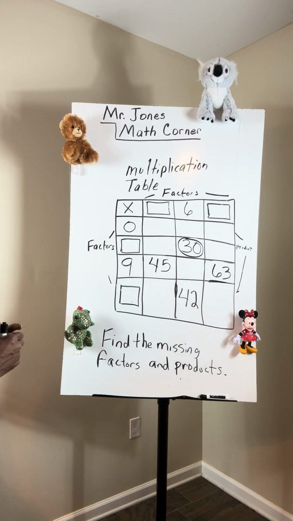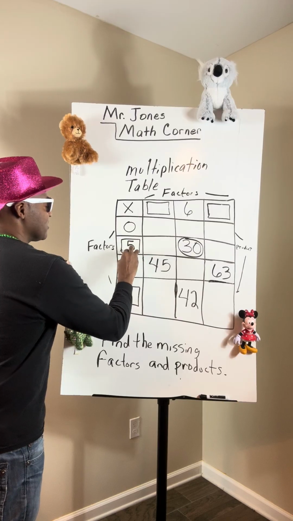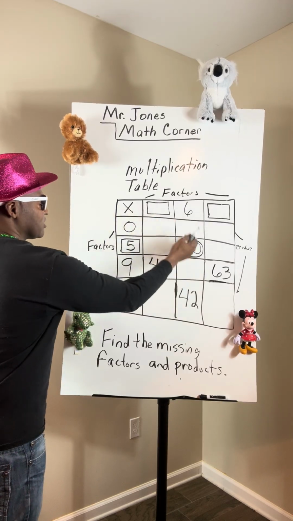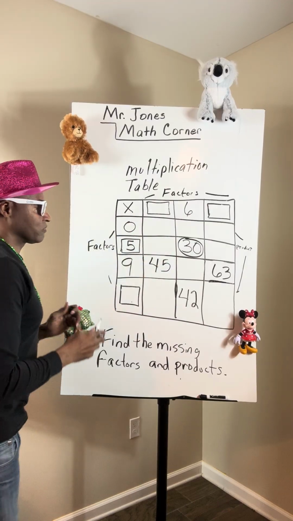6 times 1 is 6. 6 times 2 is 12. 6 times 3 is 18. 6 times 4 is 24. 6 times 5 is 30. So 5 is our missing factor. 5 times 6 is 30. 6 times 5 is 30.